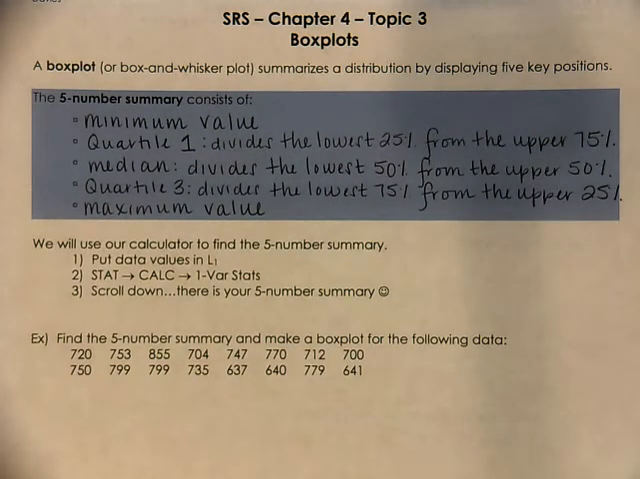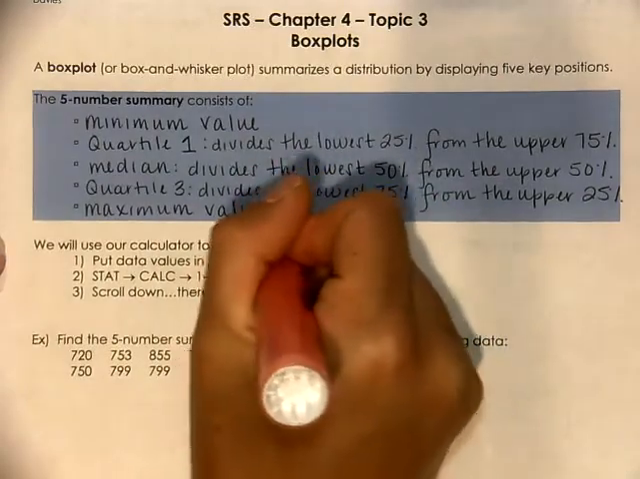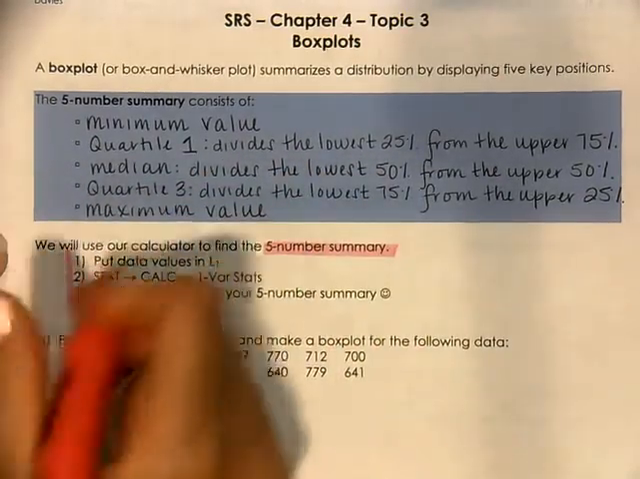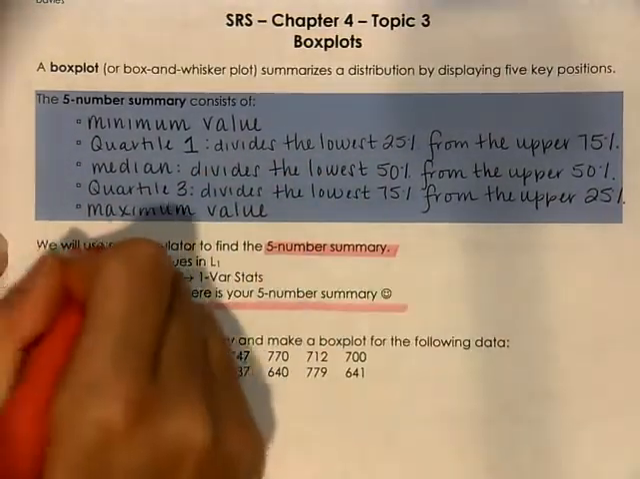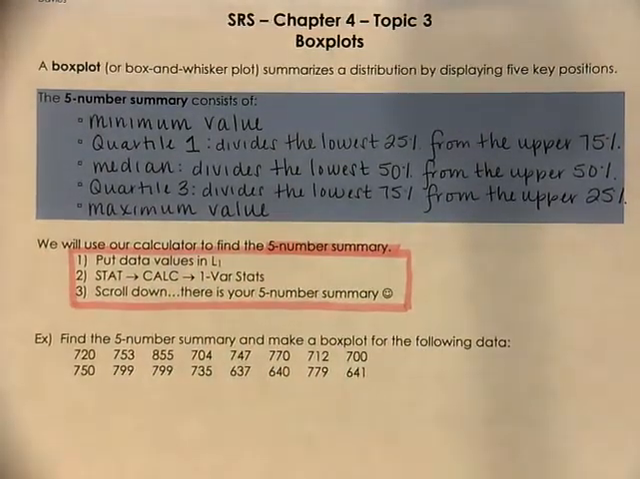So, we're going to use our calculator to help us find this 5-number summary, similar to what we did yesterday to find the measures of center and measures of spread. So here, I would highlight this. It gives you the steps. Like I said, we did talk about this a little bit yesterday, but it's good if you highlight it. It'll be easy for you to find in your notes the steps to finding the 5-number summary. So the first thing we need to do is put our data in list 1.